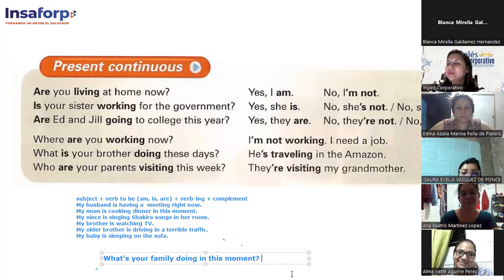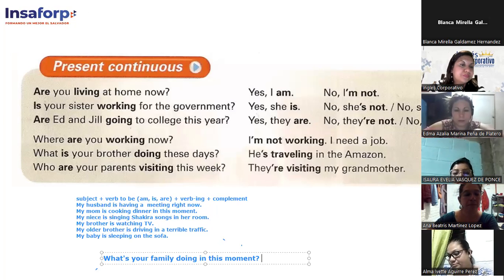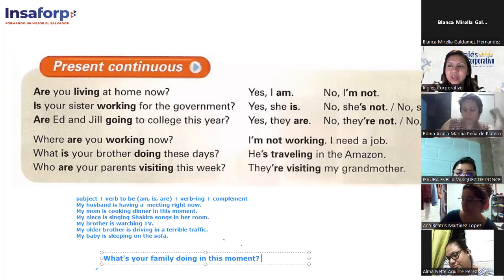Okay, so great. As you can see, we can use the present continuous to express what people are doing in this moment. And we use those expressions: in this moment, right now. But also, we can use the present continuous to say what you are doing these days. Temporary, what you are doing temporarily in your life. For example, you can say, by now, I am taking English classes in the evening. Or these days, I am working extra hours. My parents are visiting me this week.